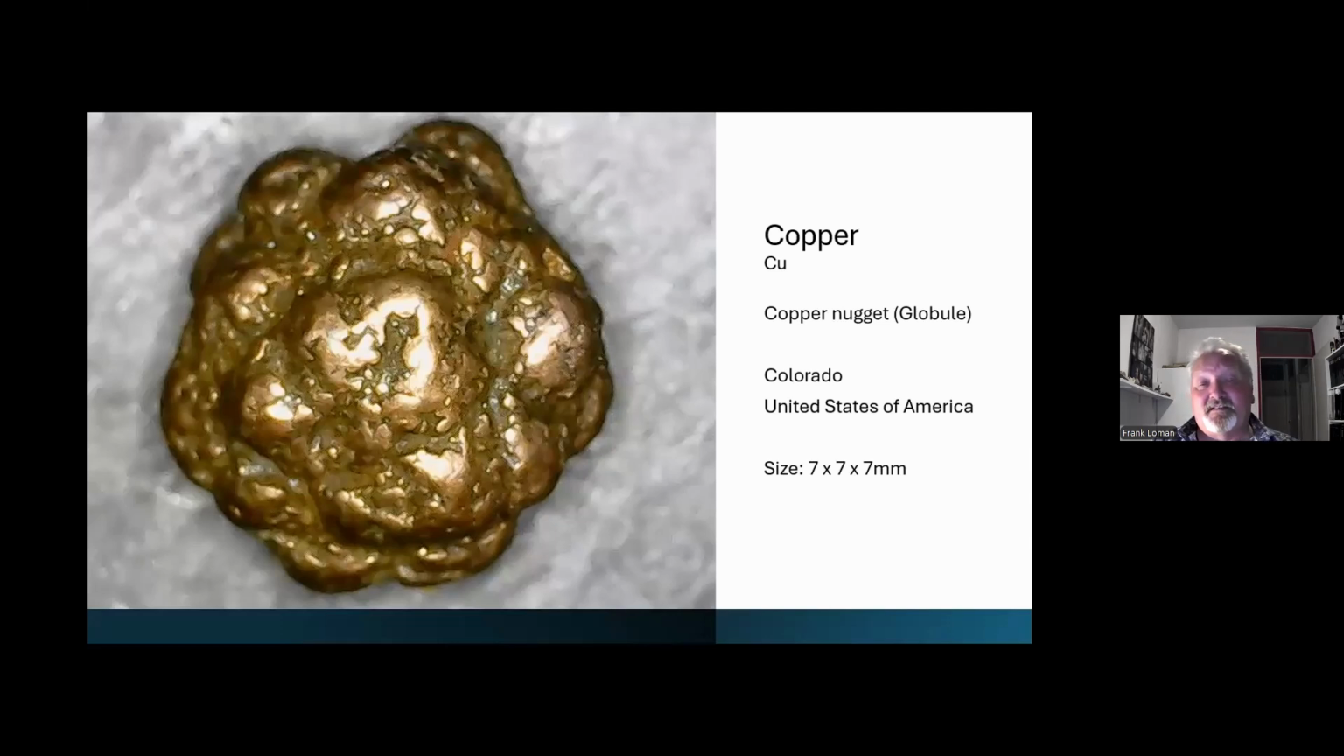This is a particular one I obtained early in my collection. It's a copper nugget. It's actually a globule because you get loads of spherical aggregates on the outside, and it's only 7 by 7 by 7 millimeters, but I like it. I don't have any other information than that it comes from Colorado. It's probably from alluvial somewhere, but I don't know exactly where.